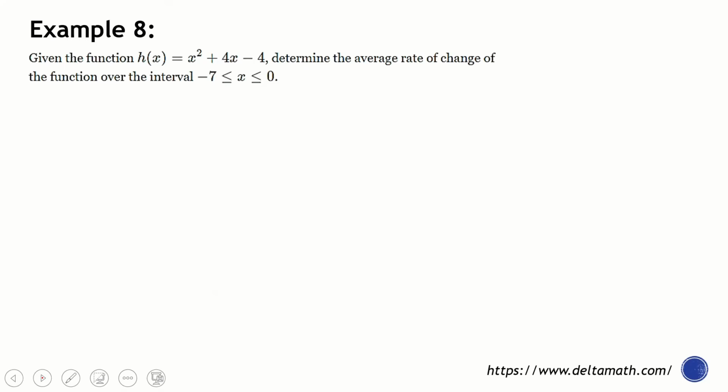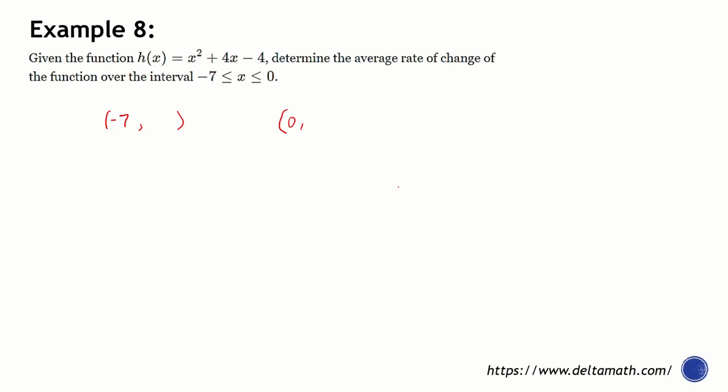And you might encounter an equation like this: x squared plus 4x minus 4. Determine the average rate of change given that interval. So the input values are -7 and 0. So all we need to do is to find the output value of each using the lesson about function notation. So we will just substitute that -7 to x, then solve. That will be the output value. Then substitute that 0 to x, and then solve, and that will be the output value for 0.